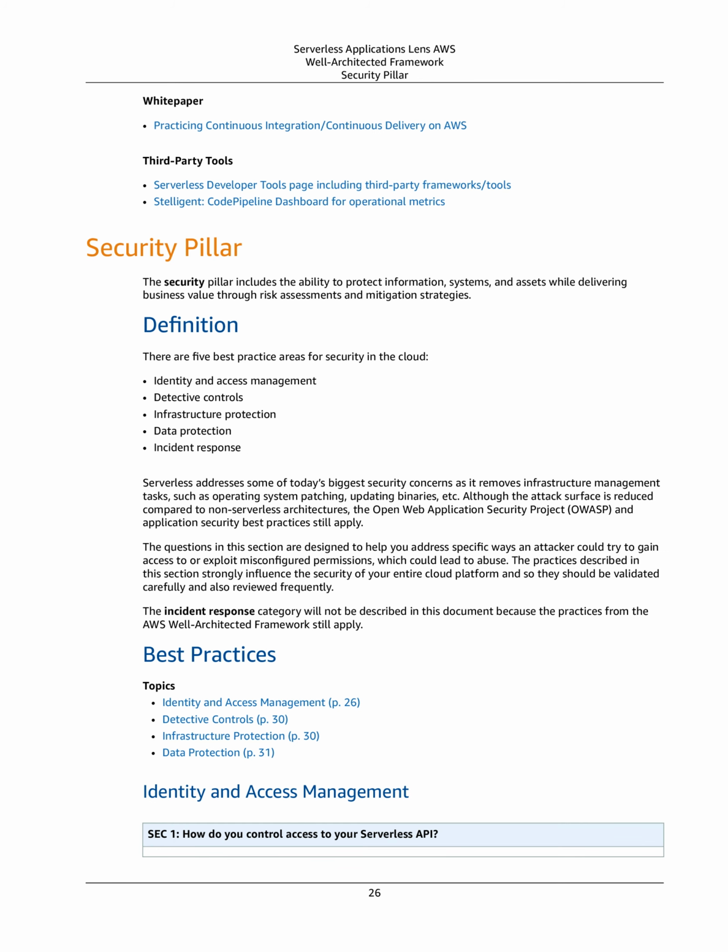Security Pillar. The security pillar includes the ability to protect information, systems, and assets while delivering business value through risk assessments and mitigation strategies. Definition: there are 5 best practice areas for security in the cloud. Identity and access management. Detective controls. Infrastructure protection. Data protection. Incident response.